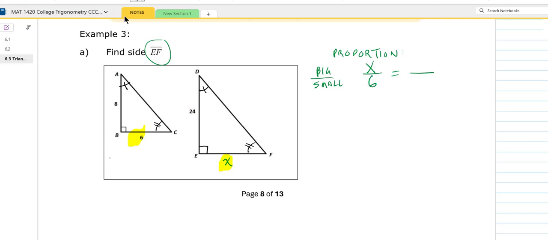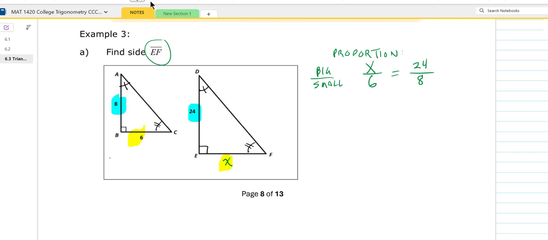Okay, so I have that. Now what I'm going to do is find two matching sides, like this corresponds to that. So I will put the side of the big triangle on top and the little triangle on bottom like that. So you're being consistent. There's a lot of ways you can set that up.